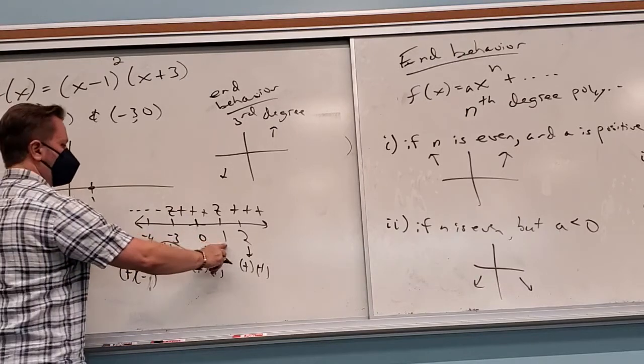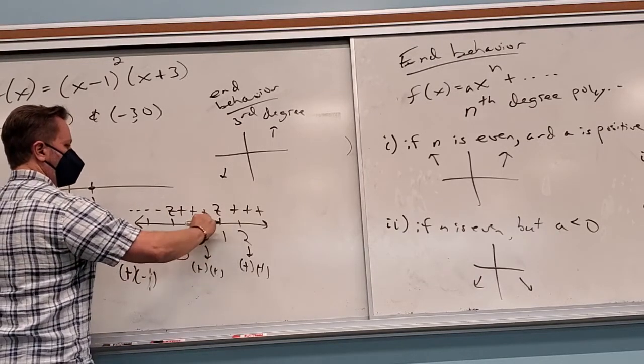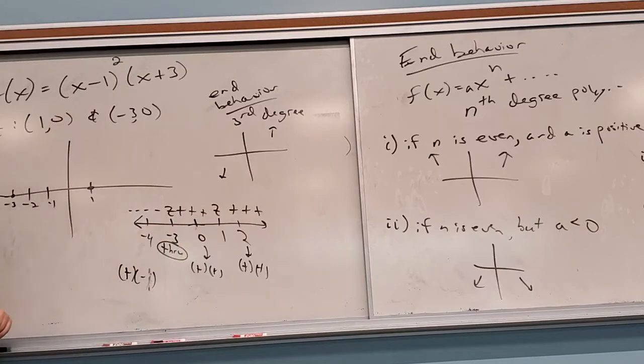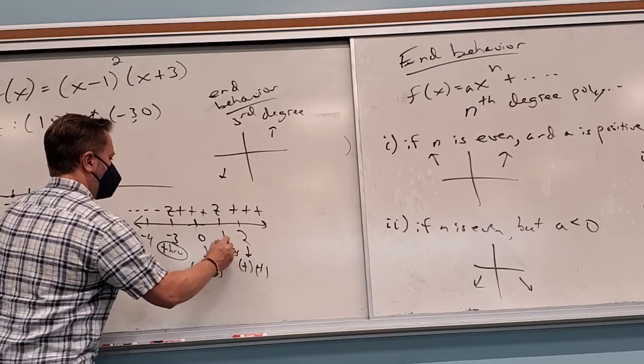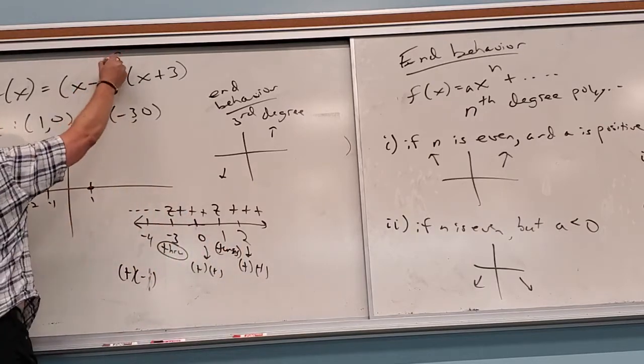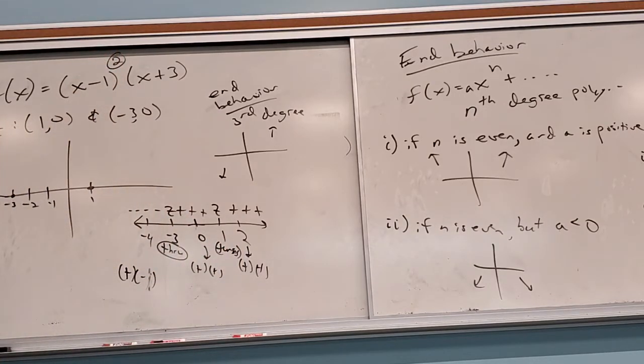What did it do at the other root? Did it go through? It turns. And why does it make sense? Because what's a parabola do? What's a parabola look like? Doesn't a parabola turn? Yes?